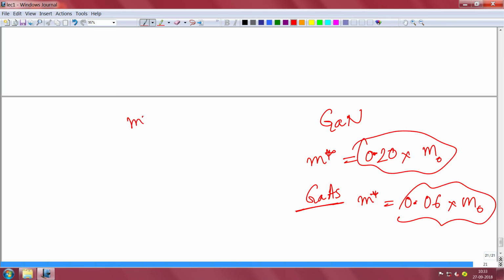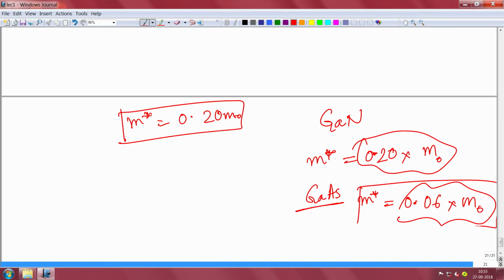So, as long as you use m star equal to 0.20 m naught for gallium nitride, for example, different materials have different effective masses, by the way. Different materials have different effective masses of electron. That is one thing. So, as long as you use these effective masses, you can freely use classical equations to understand the electron transport. That is the beauty.